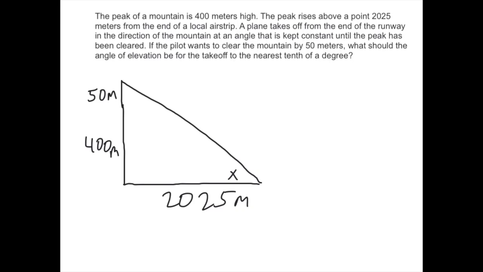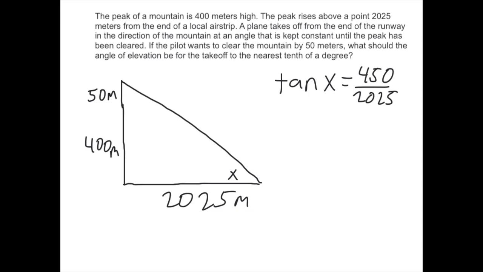So in this problem, we have an angle, and we know its opposite side, 450, and its adjacent side, 2025. What trig function has to deal with opposite and adjacent? That would be tangent. So the tangent of the angle is equal to opposite 450 over adjacent 2025.